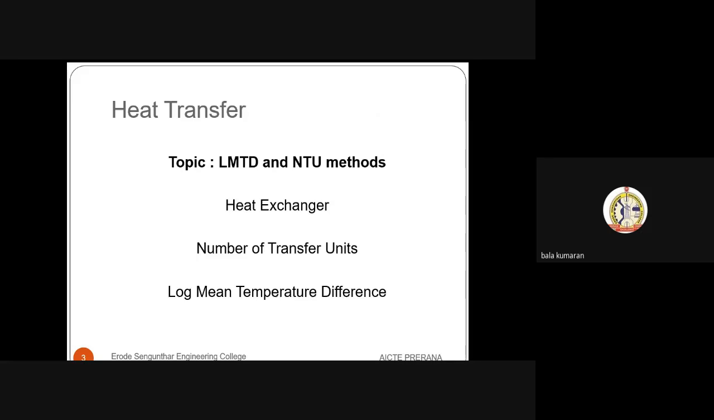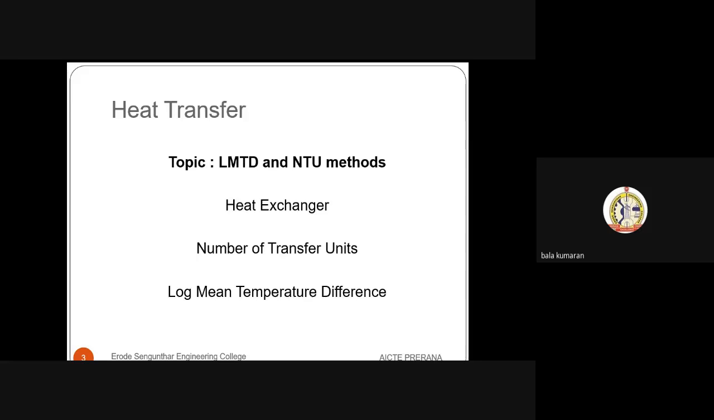This is syllabus. Heat exchangers would come for mechanical, chemical, production. All the students studying this subject will have a core paper like this in your GATE syllabus, so this will be useful for all of you. Now, before going to the topic, this topic is known as LMTD and NTU methods.